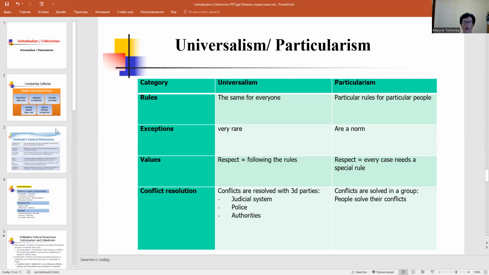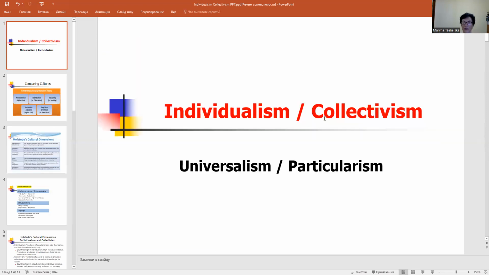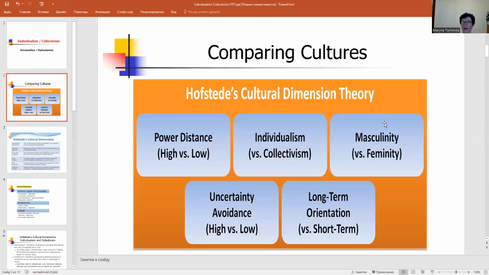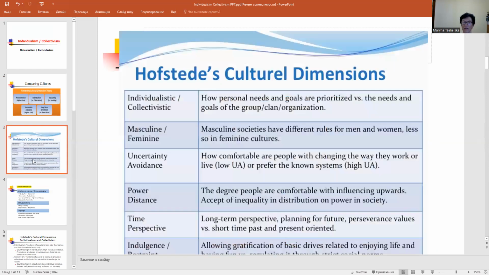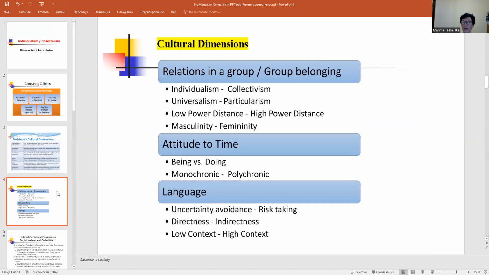So today we have talked about individualism, collectivism, and universalism and particularism. They all are cultural dimensions, and these dimensions were developed by Geert Hofstede. And these dimensions may be roughly divided into what and how we communicate in a group, how the cultures express their attitude to time, and how they communicate.